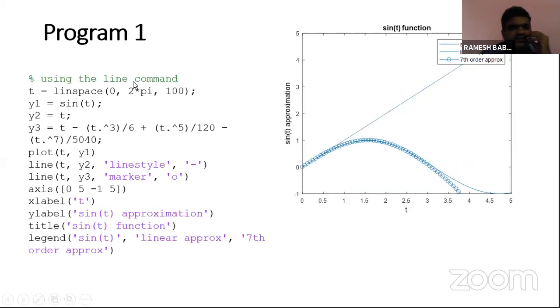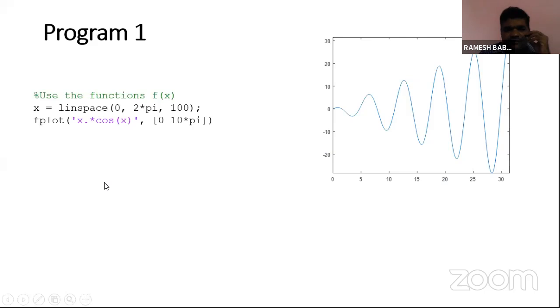Then by using the line command, we can use line t, y2, where you can use the line style and marker style also. You can even change the colors. And x label, y label, titles. And here you use the legend also, where sin t, the linear approximation, the seventh order approximation, and so on.